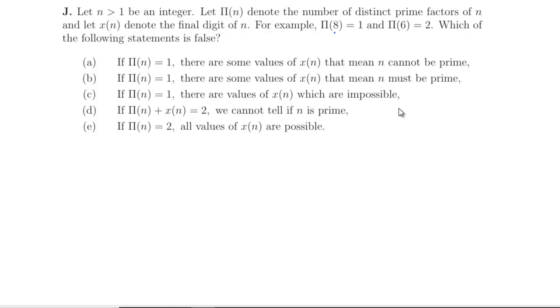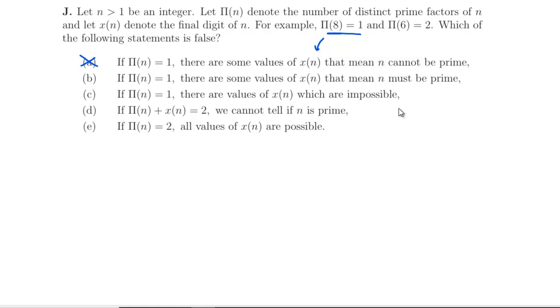If pi n is 1, there are some values of xn that mean n cannot be prime. Well, we've just done that, haven't we? I mean, that has got 1, and x8 is anything that ends in 8 isn't going to be prime. So, well, there we go. That's that. Well, it's not a then, is it? They've already given the example. If pi n is 1, there are some values of xn that mean n must be prime. Yeah, I don't know. Let's see if there's an easier one to deal with than that. Pi n is 1. There are values of xn which are impossible.